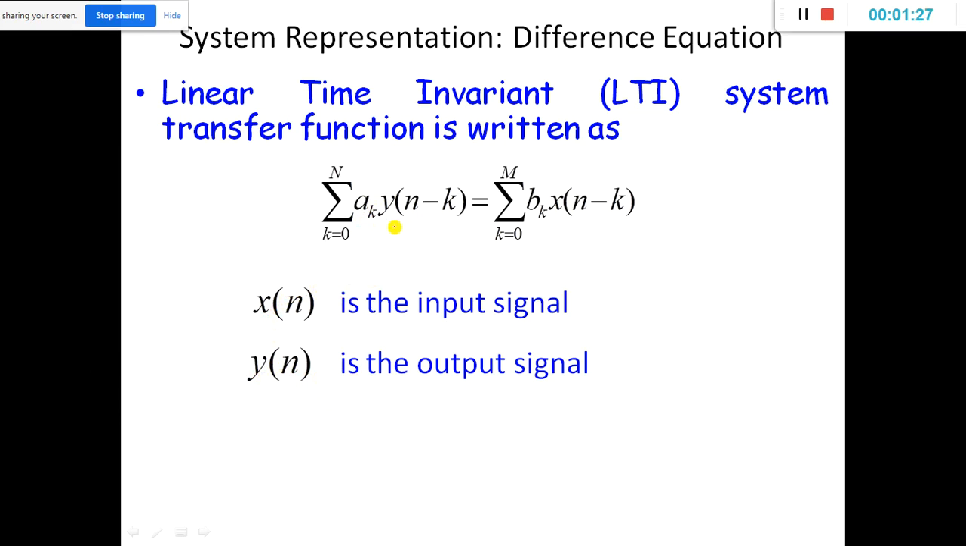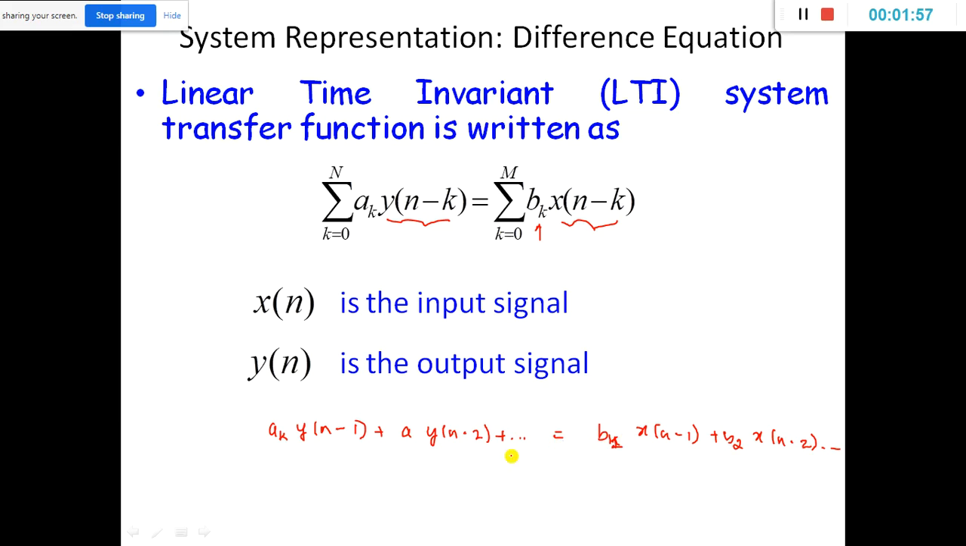So a of k with the output, b of k with input. It is something like a_k y of n minus 1 plus the next sample y of n minus 2, and it continues, is equal to b_k with x of n minus 1. So this is b1 coefficient, b2 coefficient with x of n minus 2, and it continues.